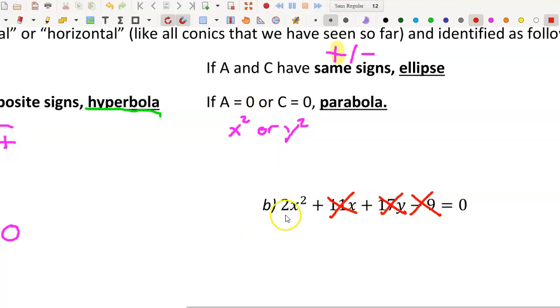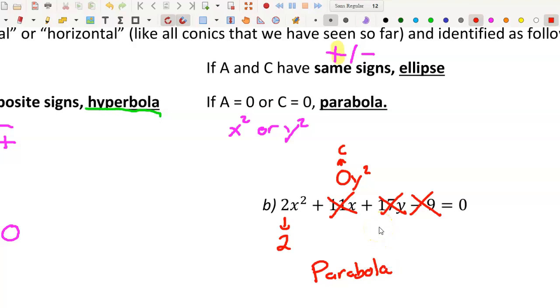Parabola. Yeah. So in this case, A, that's 2. There is no C because it's kind of like it's not there. So think of it as a 0y squared. So that's what we're talking about here. Either A is 0 or C is 0. In this case, the C is 0 because there is no y squared at all. So if you were to graph that, parabola. So if you only have one squared term, either x squared or y squared, you have yourself a parabola.